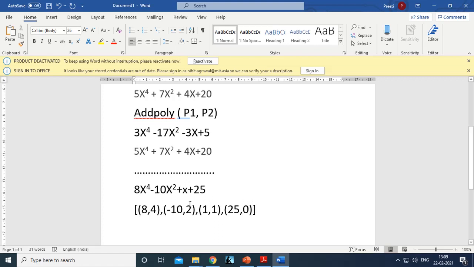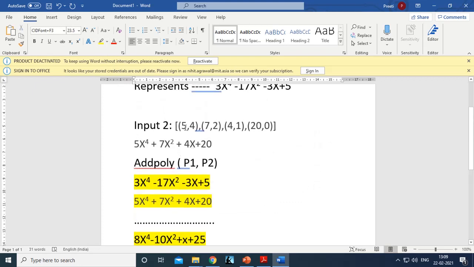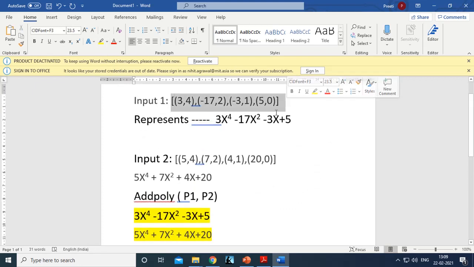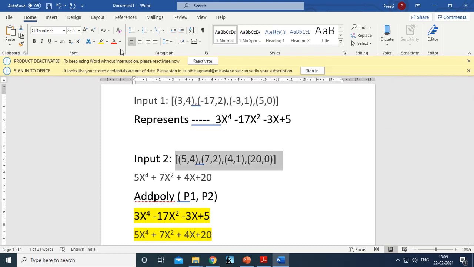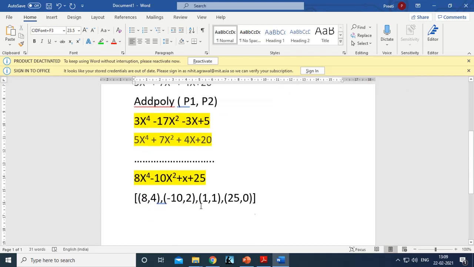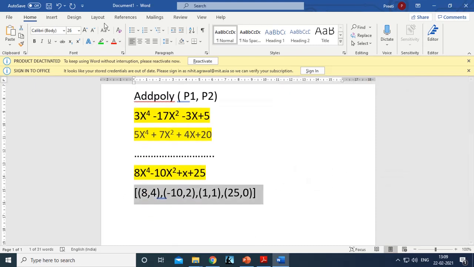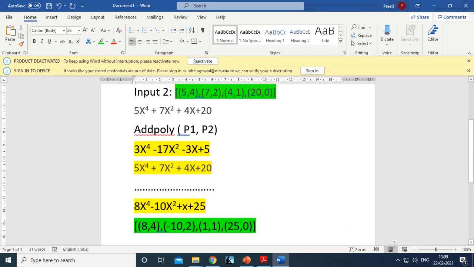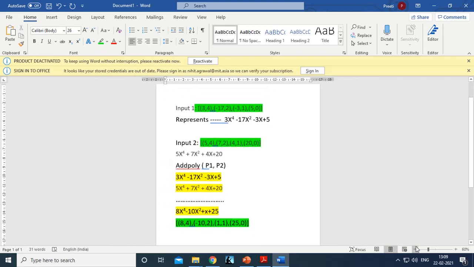So these lines I have given just for understanding what they mean, but your input will be in the form of this and this. Let me highlight them in some other colors. These will be the inputs and this should be the output. So this is how your program should work.